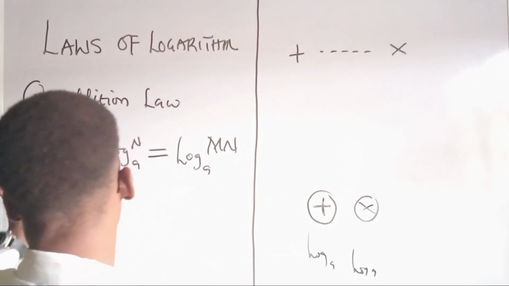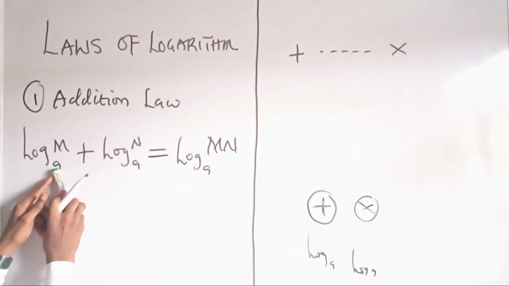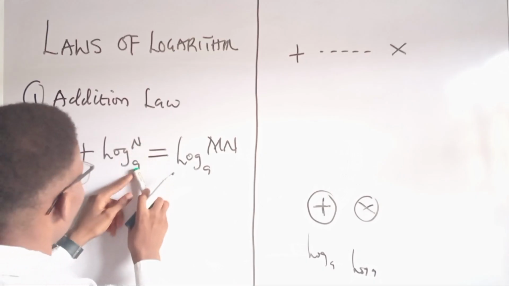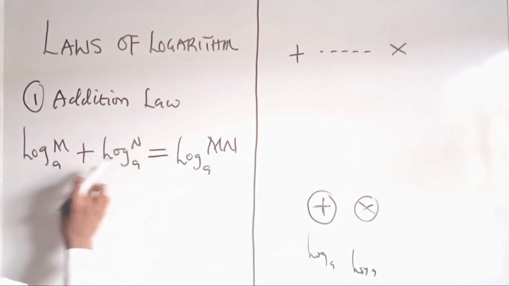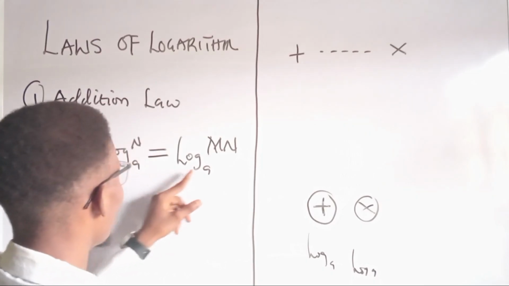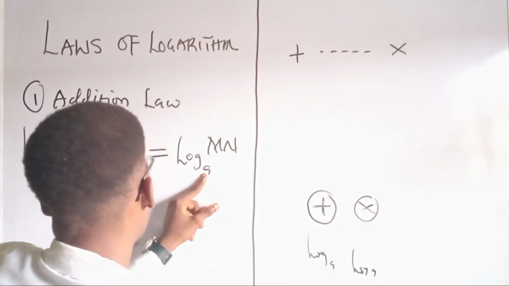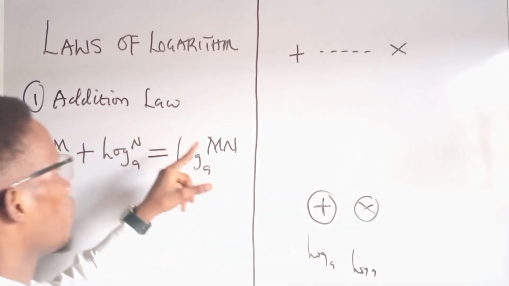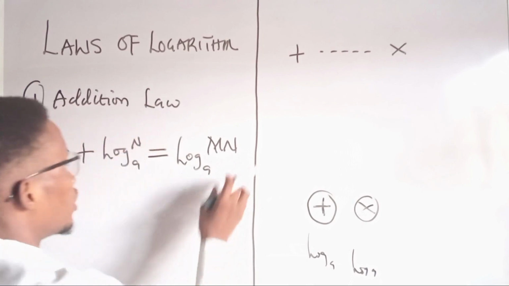So what do I mean here? You had log of m to base a, log of n to base a, then you collected one of the bases. Because the bases are all the same, you just collected one, which is log a, then the numbers are multiplied together, which is what you're having.